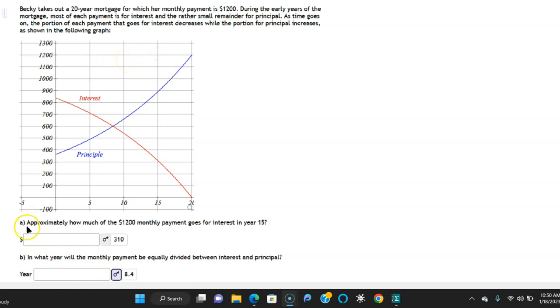So here's a question. Part A: approximately how much of the $1,200 monthly payment goes for interest in year 15? What you do is look up this line where it says on the bottom 15. Time is on the horizontal axis. Because this is talking about interest for year 15, you look at the intersection of the interest graph, which is roughly about here, and then look over to the side, so maybe it is about 310, and that's what you input here. You can probably input 320, 305, 315, those values should work.